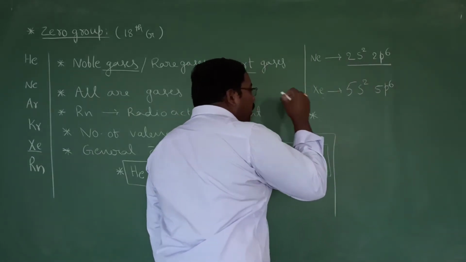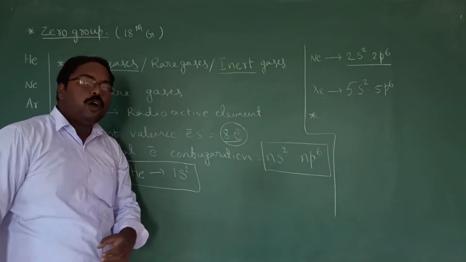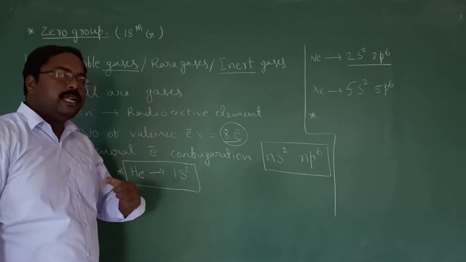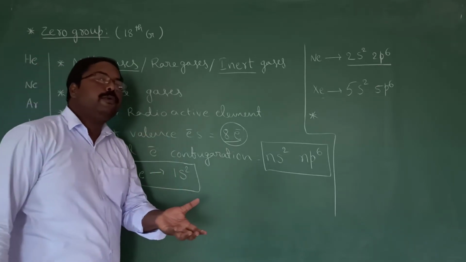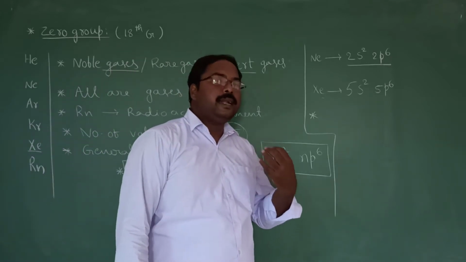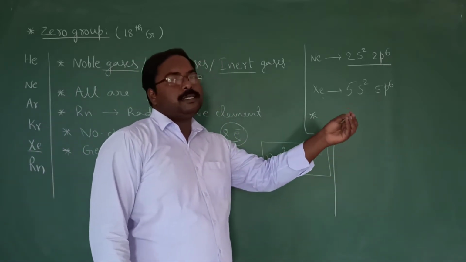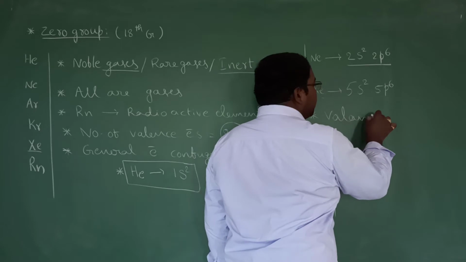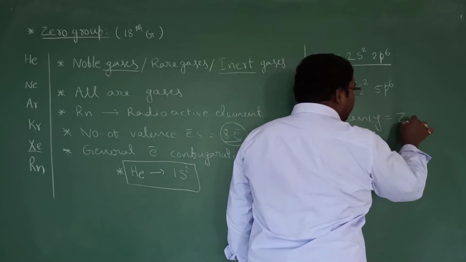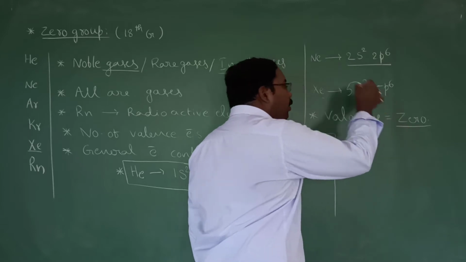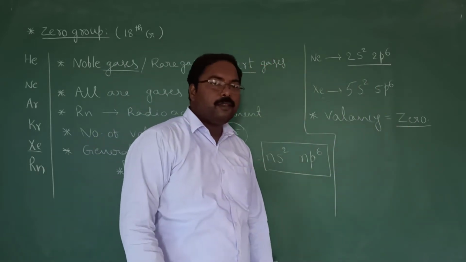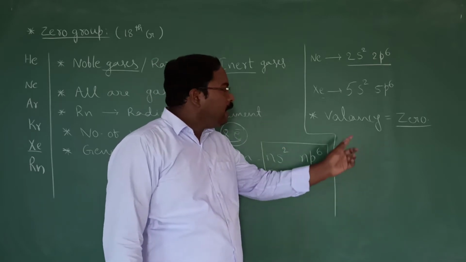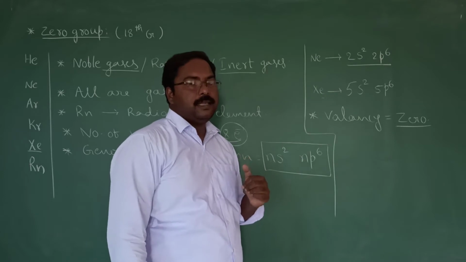Now, I think there is no use of discussion about the oxidation state, because they don't involve in the formation of bonds. So they don't want to lose the electron and they don't want to gain the electron, because they are already stable. So that's why their common oxidation state is 0. Even the valency of these zero group elements is 0. Valency means the combining capacity of the element, which is 0 for noble gases.